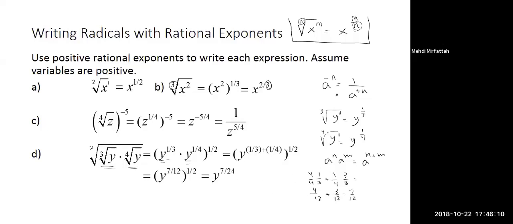You multiply this. Now, the next property we need to know is a to the power of n, to the power of m: you multiply the exponents. All the properties we learned in the past are going to come into play here. So this would be 7/12 times 1/2, which gives you y to the power of 7/24. As you can see, the exponent is positive, so I don't have to move them around. And we should be done here. Make sure it's reduced.